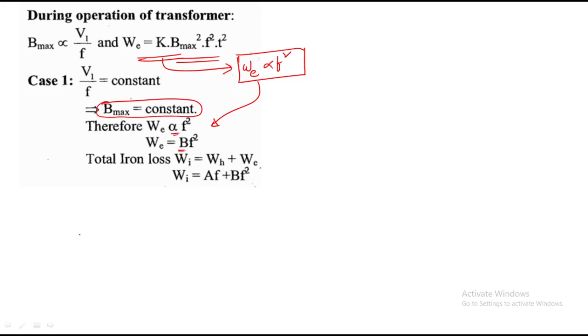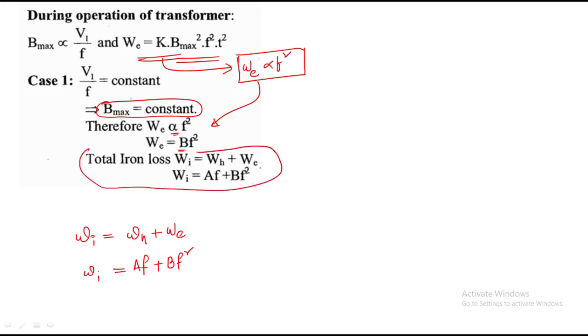So what is iron loss? Iron loss equals hysteresis loss plus eddy current loss. With respect to hysteresis loss that is AF, with respect to eddy current loss BF square, that is iron loss. So this is the formula to calculate the components of iron loss. If hysteresis loss changes and eddy current loss changes, obviously there is a change in iron loss.